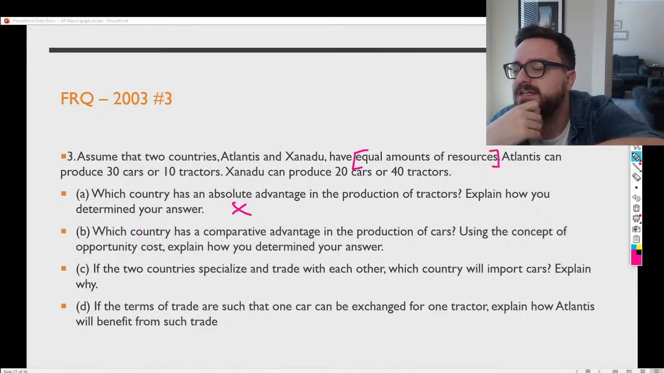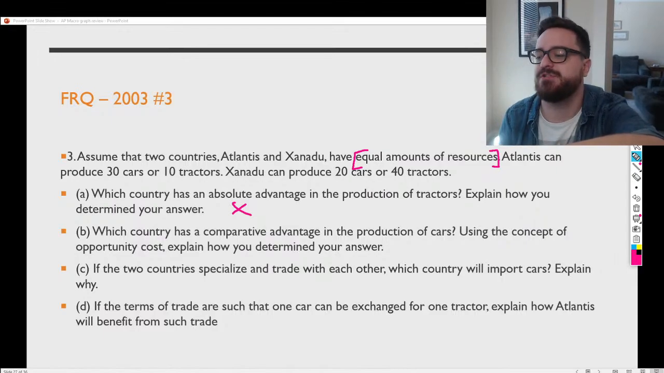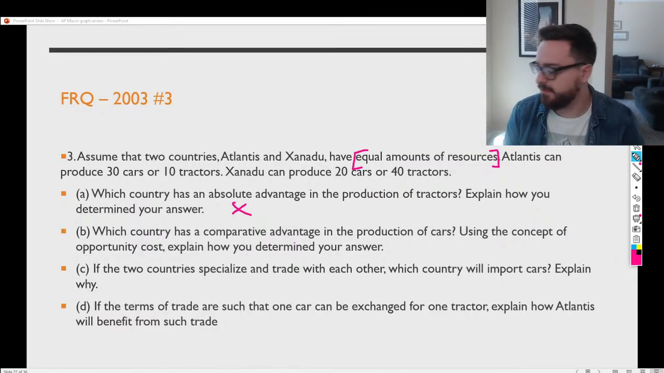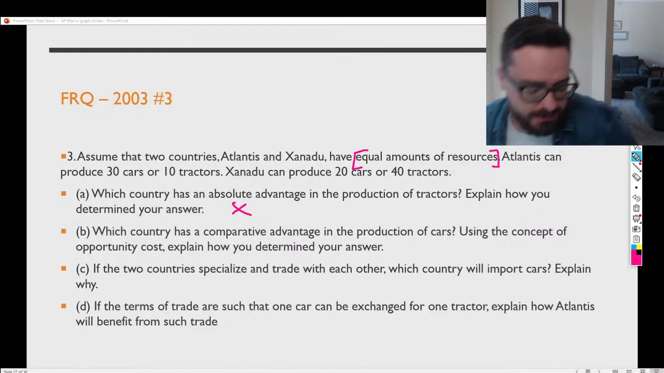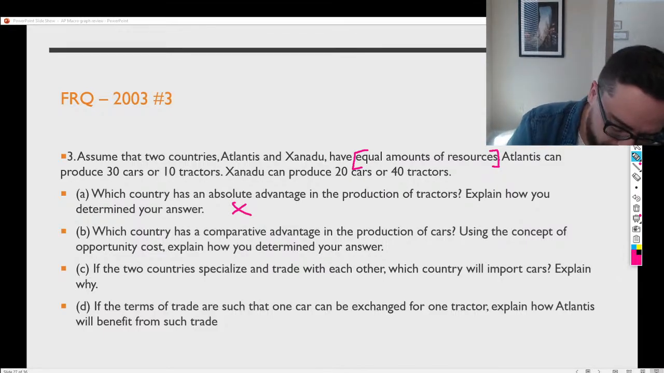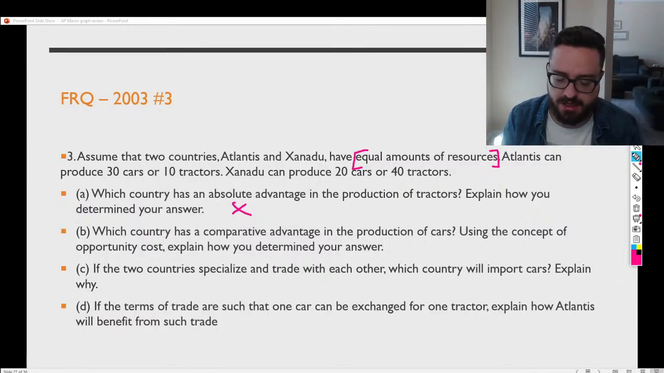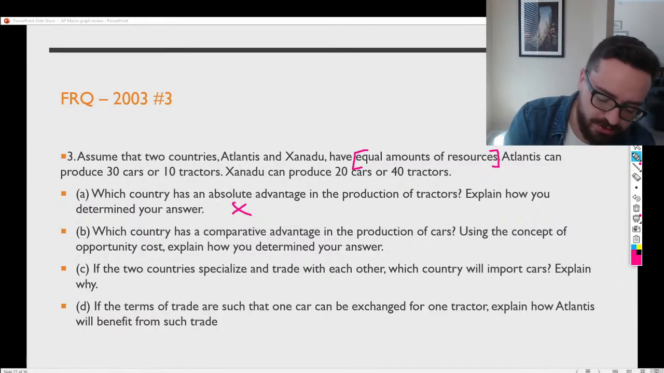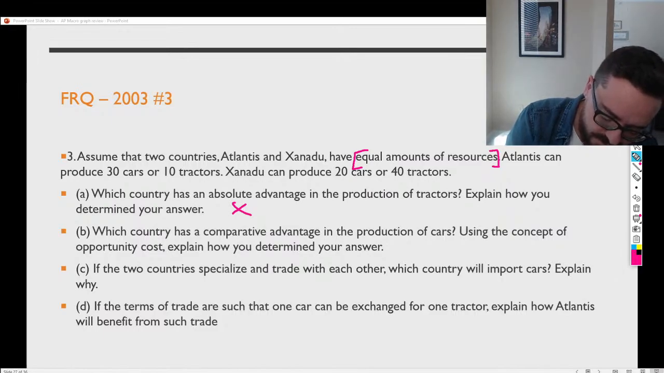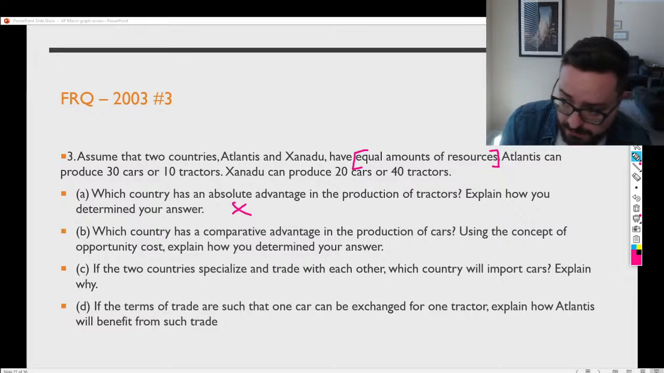B, who's got a comparative advantage in cars using the concept of opportunity cost? Explain how you determined your answer. Okay, I'm going to finish up my table here. So Atlantis can make 30 cars or 10 tractors. So the opportunity cost of them making a car is the other goes over. That's 10 over 30, so 1/3 of a tractor. The opportunity cost of Xanadu making a car is 40 over 20, or 2 tractors.